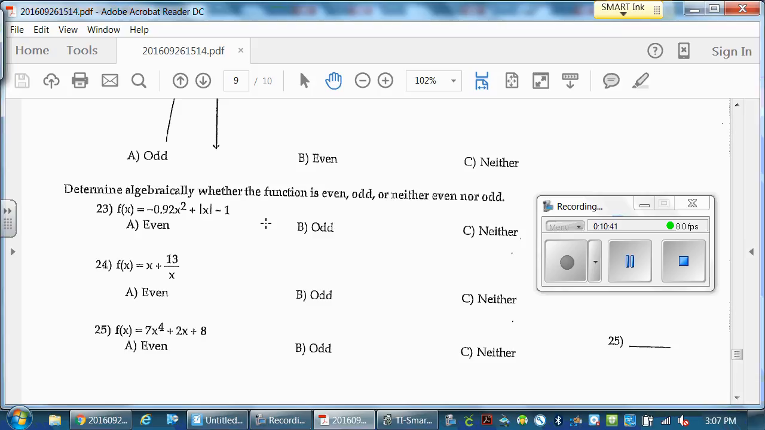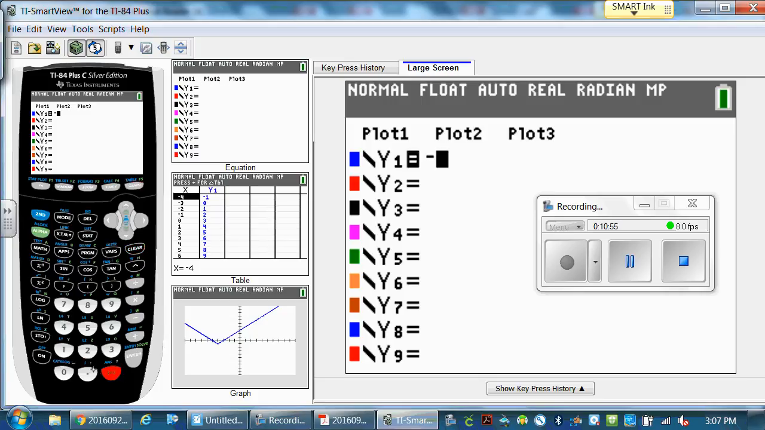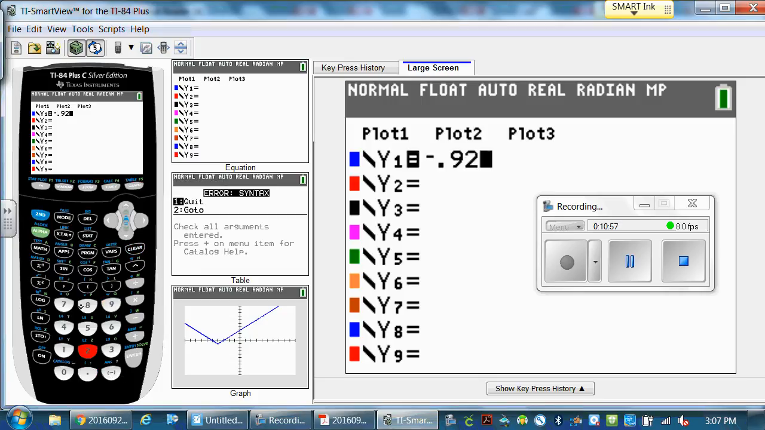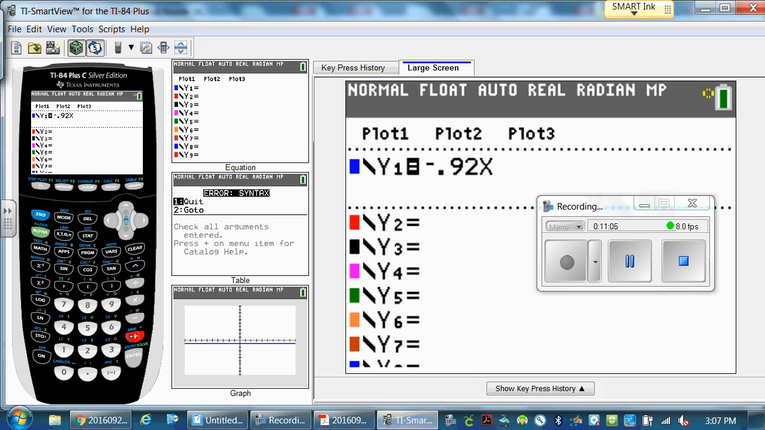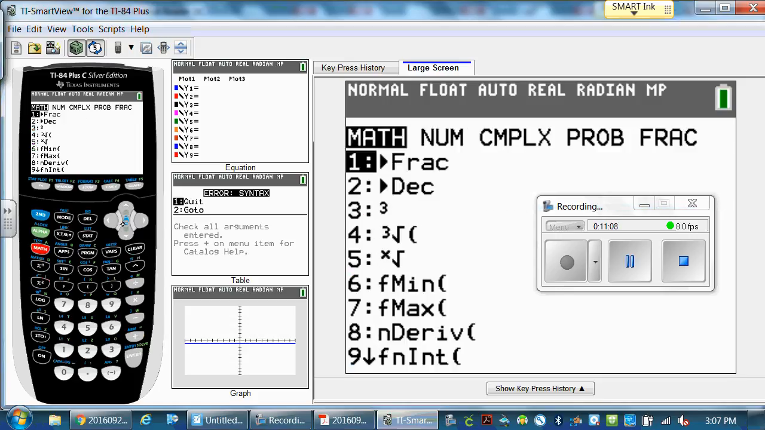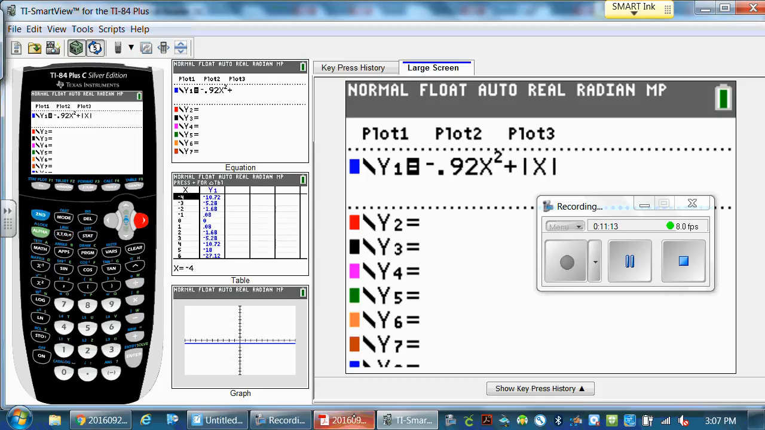23, 24, and 25, they want you to do these on your calculator. So real quickly, I'm going to pause it and type it in, and then I'll probably need to show you how to type it in. Go to your y equals negative 0.92x squared plus the absolute value of x. So plus, and then I hit math and go over to number, absolute value of x, and then minus 1. Graph that.